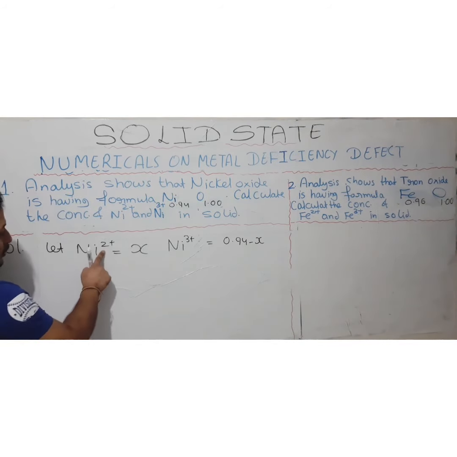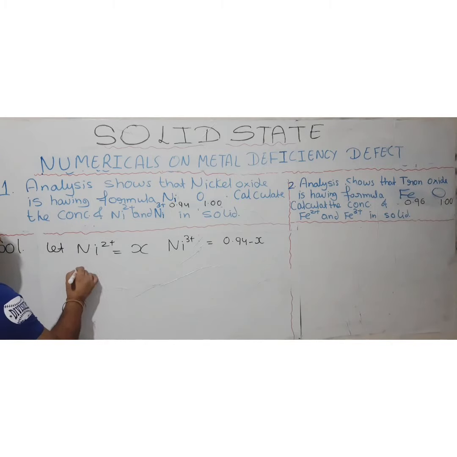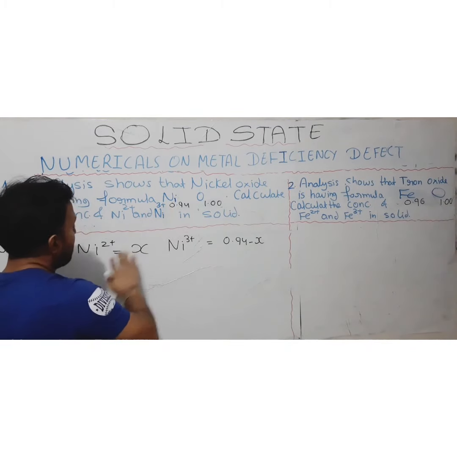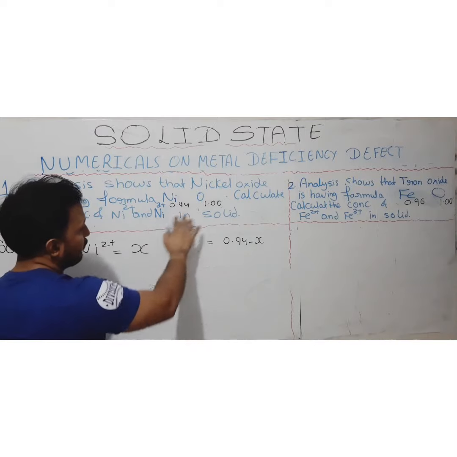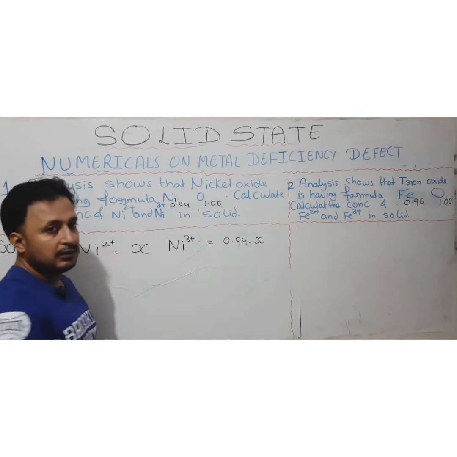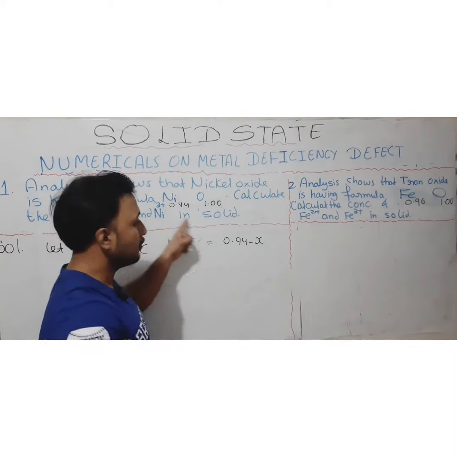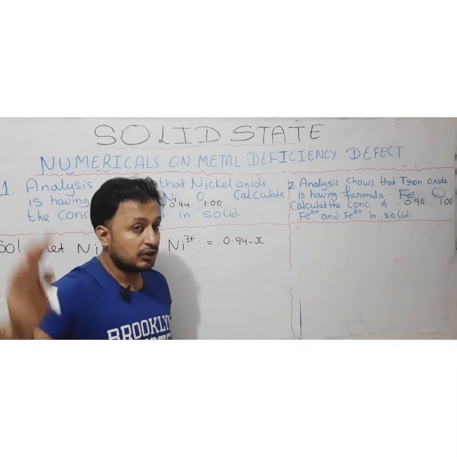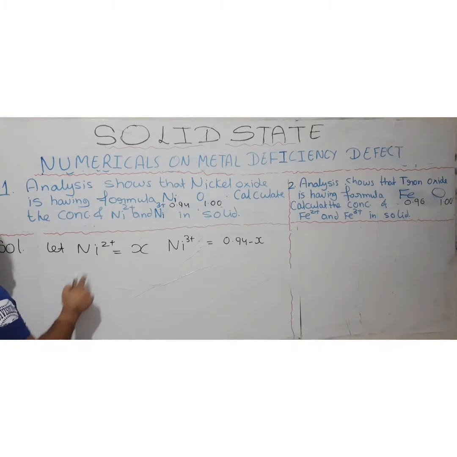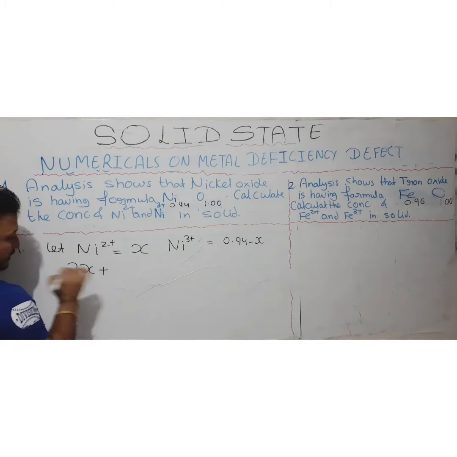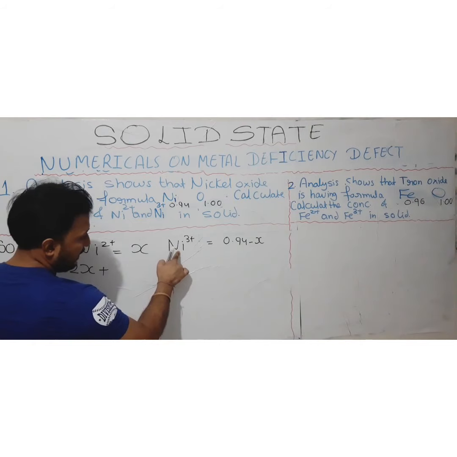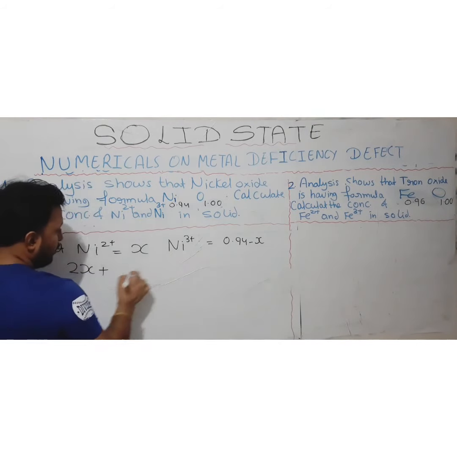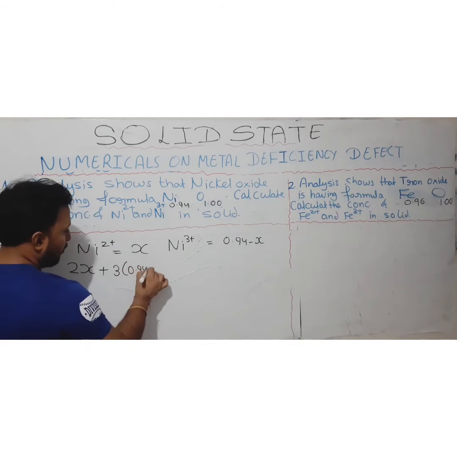Now the oxidation state of the nickel here is 2+. By using the oxidation number method, what we are going to do is multiply the concentration of everything present in this solid with its oxidation state, and then take the sum of the oxidation states equivalent to the charge present on the solid. That is the way of doing the numericals by using the oxidation number method, like we used to find the oxidation number. So in the case of Ni2+, the oxidation number is 2+. So we will be taking X multiplied by 2. Now 3+ is the other ion, that is Ni3+. So its amount is going to be multiplied by 3, that is 3 into 0.94 minus X.